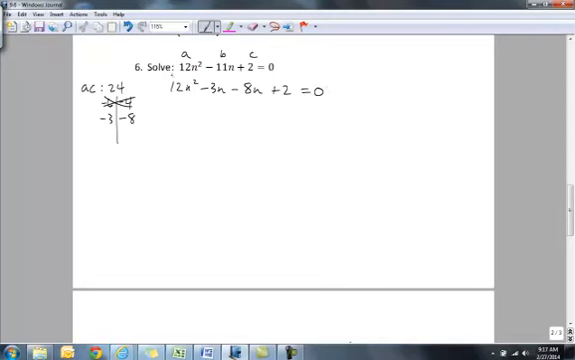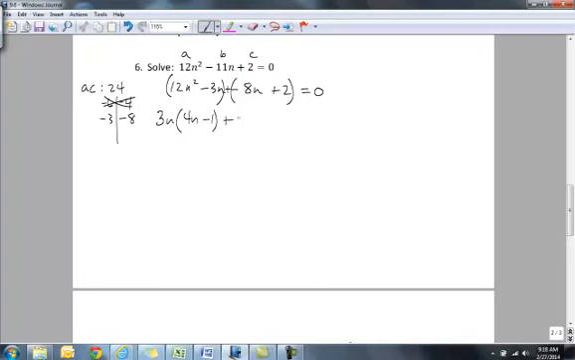So as always, after I split the middle, I'm going to group the first two and group the last two and factor out the greatest common factor. Okay, so what's in common here? Let's see here. With 12 and 3, the common factor is 3. I've also got an n in common. So what's left over is 4n minus 1.